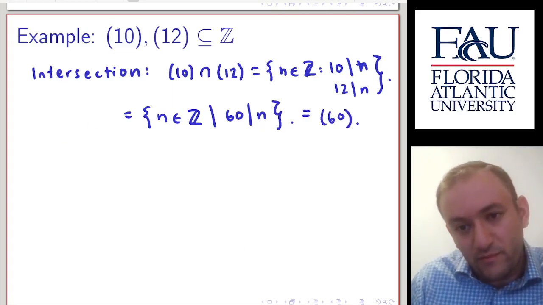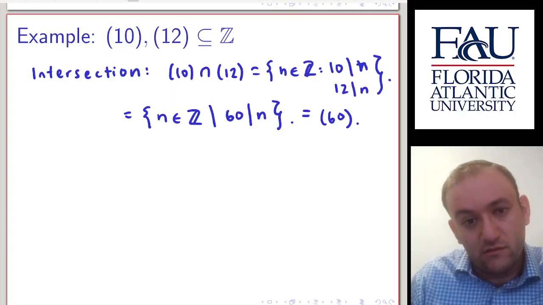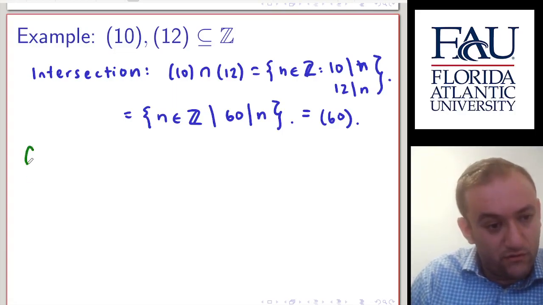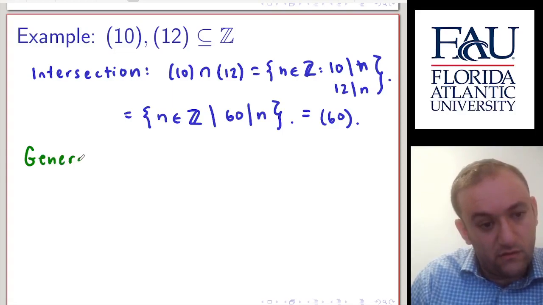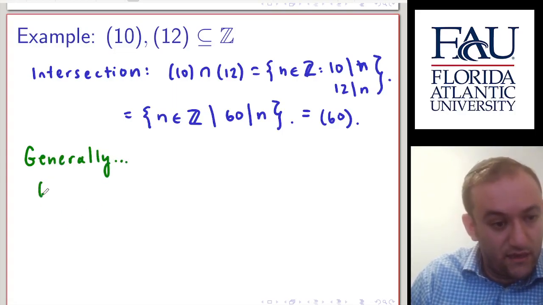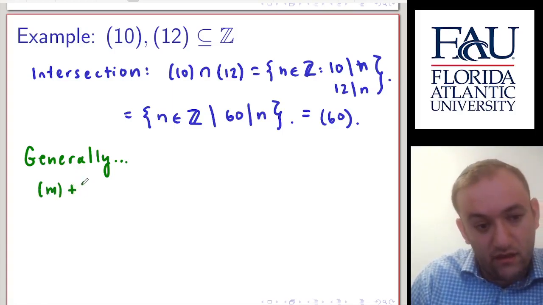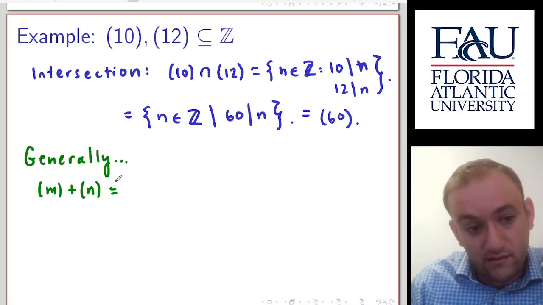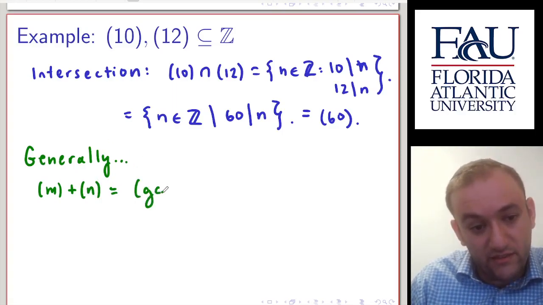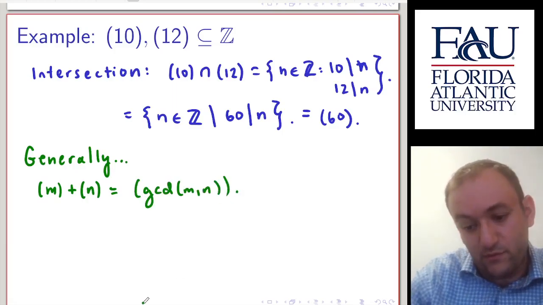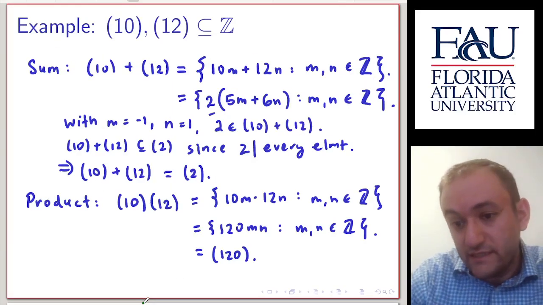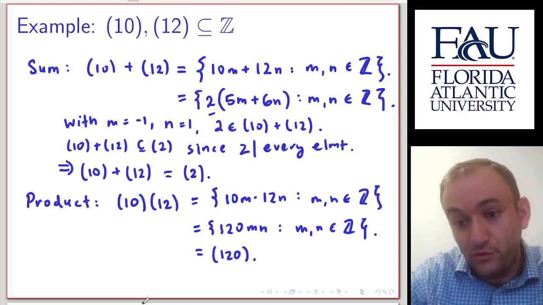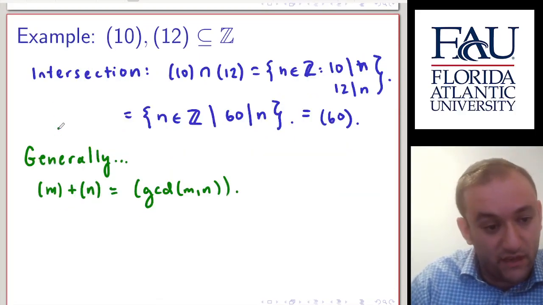Okay, what about a general rule? So in general, if you want to take the sum of m plus n, this is going to be generated by the GCD of m and n. Okay, and that's what we saw up here. 12 and 10 have greatest common divisor 2, and that's the generator of their sum.